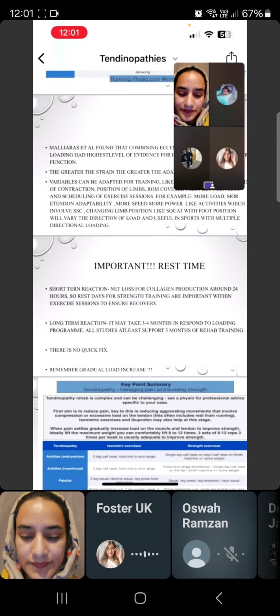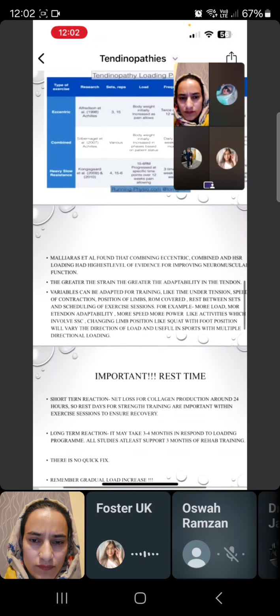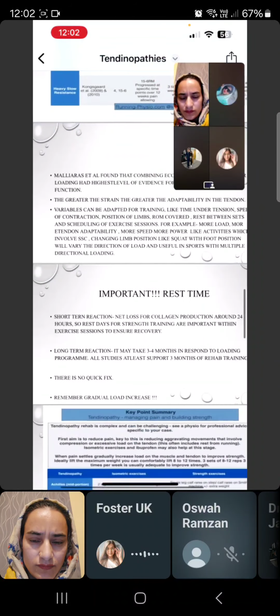So there is no quick fix, guys. You can't just make your tendon strong in one day. The minimum time is about 12 weeks or 3 to 4 months. Okay, so that's the total time. The 24 hours was your short-term tendon reaction, and your long-term tendon reaction is at least 3 to 4 months of training. Remember, gradual loading, very important. That's the key to our plan. And now we are done with our phase two.